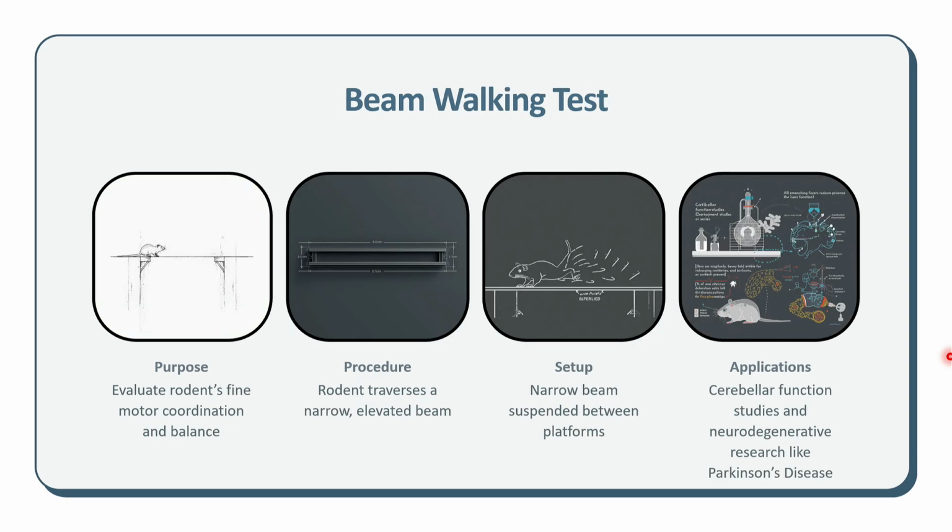Then next test is beam walking test. Its purpose is to evaluate rodents' fine motor coordination and balance. In this, the rodent traverses a narrow elevated beam, and there's a narrow beam which is suspended between the platforms, which basically is used to test the motor coordination and balance. So the applications involve the cerebral function studies and neurodegenerative research like Parkinson's disease.